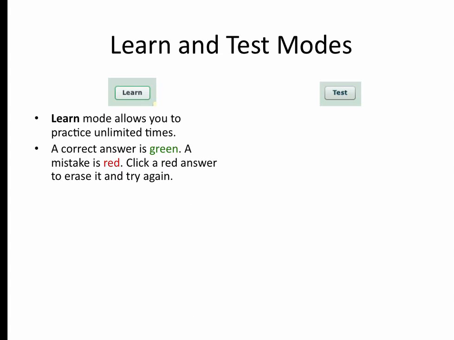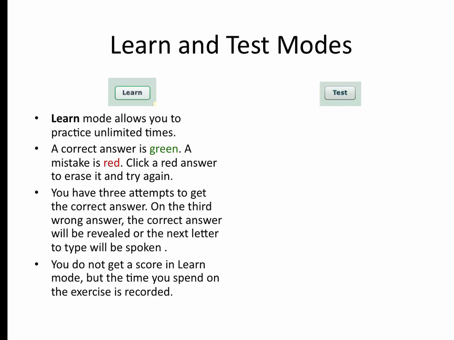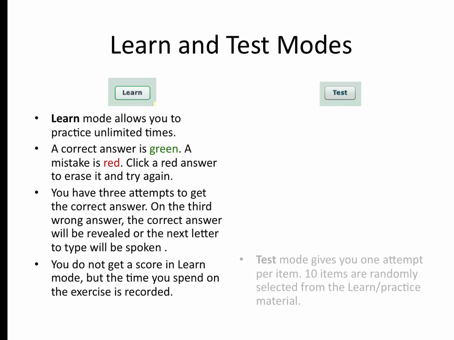The Learn mode allows you to practice unlimited times. A correct answer is green. A mistake is red. Click a red answer to erase it, and try again. You have 3 attempts to get the correct answer. On the 3rd wrong answer, the correct answer will be revealed, or the spoken letter to type will be spoken. You do not get a score in Learn mode, but the time you spend on the exercise is recorded.